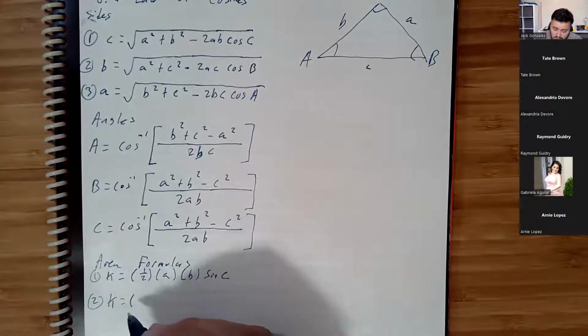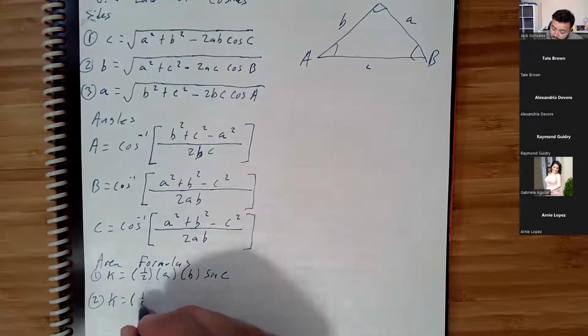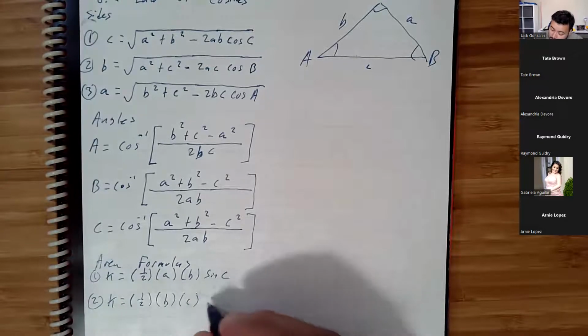I think they use K instead of A for area because we have capital A as an angle at the moment. Who cares? It's all the same, right?